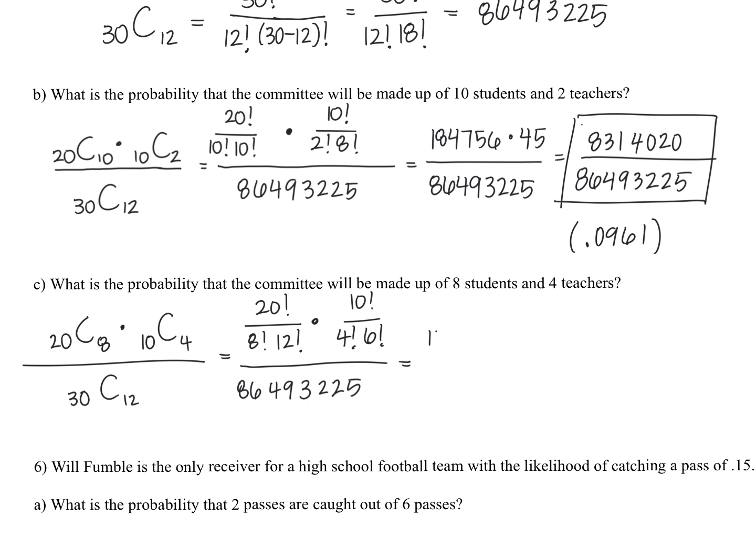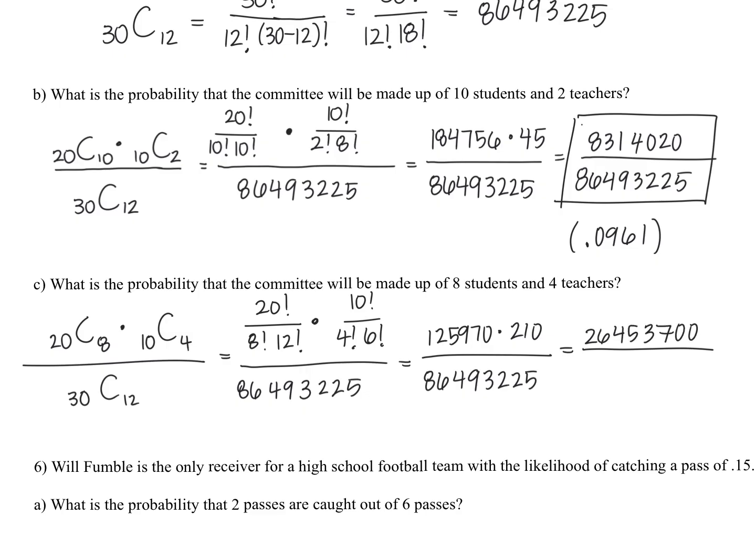So we get 125,970 times 210. And then our denominator stays the same, which becomes 26453700 over 864932225. And again, you can leave it like that. You don't have to simplify it. The decimal is 0.3058.